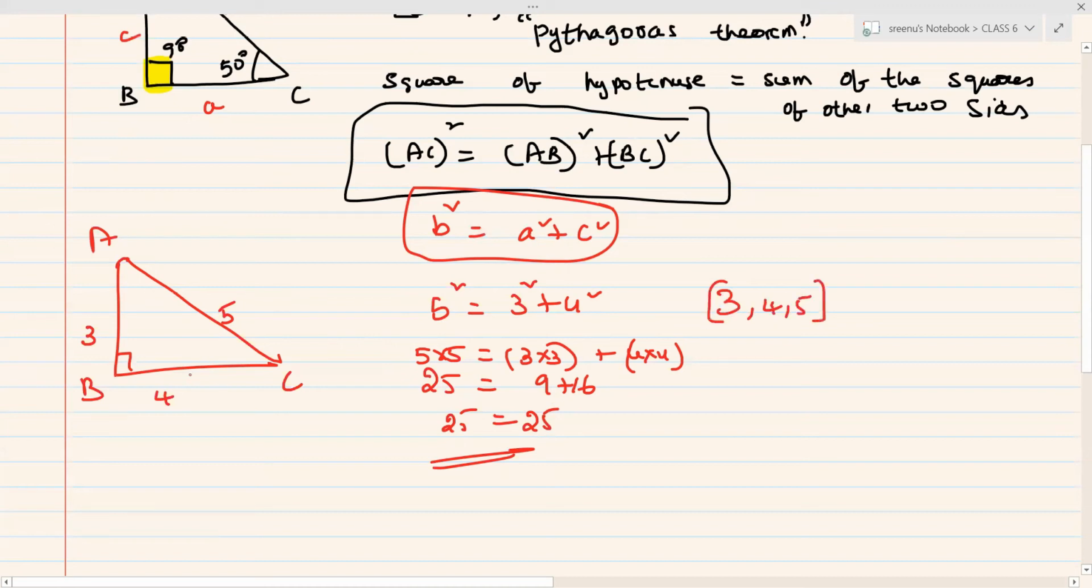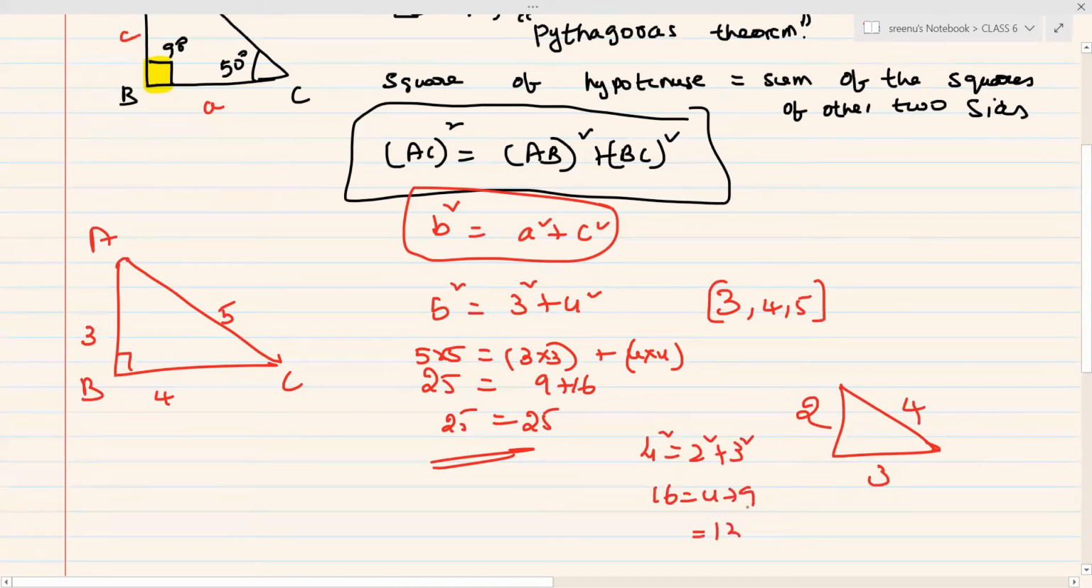If I take any other measurements, what is going to happen? I will check here. If I take here 2 units, here 3 units, here 4 units: 4 square is equal to 2 square plus 3 square. 16 is equal to 4 plus 9. But we did not get that here. That means 2 units, 3 units, 4 units does not form a right angle triangle. We can't make a right angle triangle. We will not get 90 degrees here. That is the condition, right?